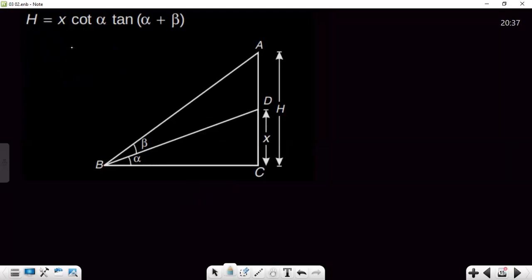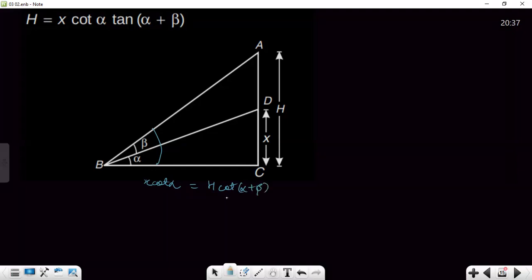One more is there. So first we need to understand that in triangle BDC only, the base BC is small x into cot of alpha. Okay. For the triangle ABC, the base is capital H into cot of the complete angle, which is alpha plus beta.